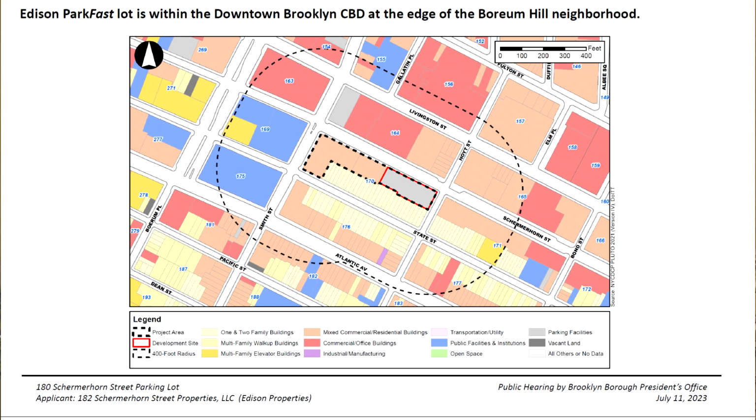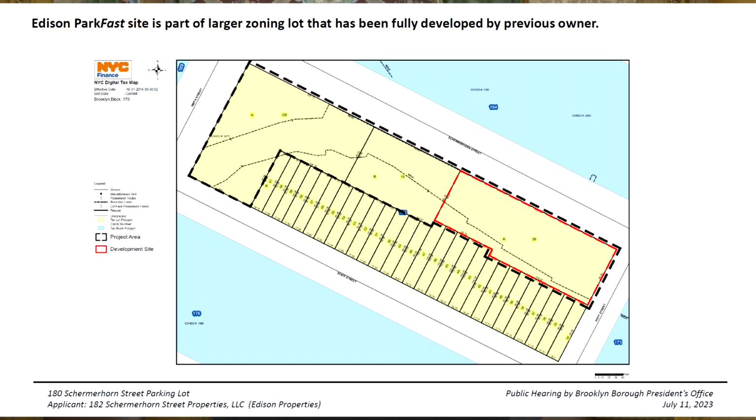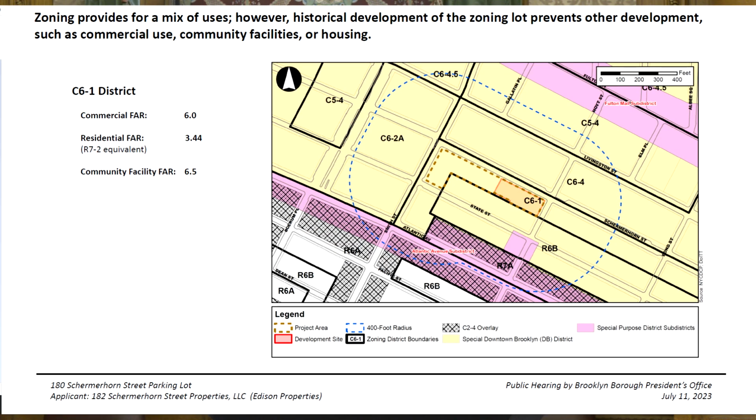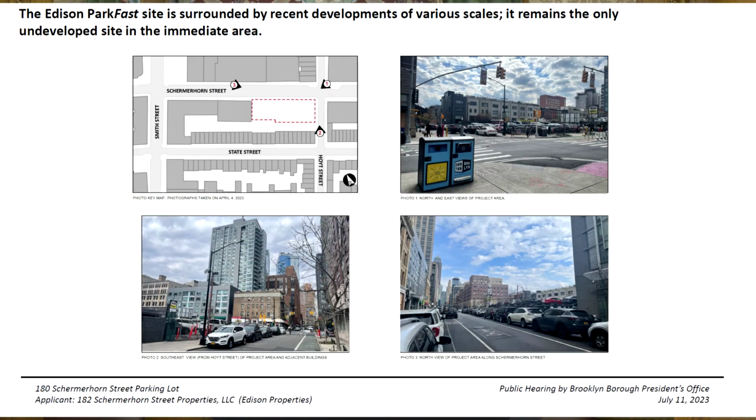The zoning for the area, C6-1, provides for a mix of uses, but as I indicated before, the historical development of the zoning lot prevents other development that's permitted by zoning, such as commercial use, community facilities, or housing. So in large part, that's why we're pursuing this application.